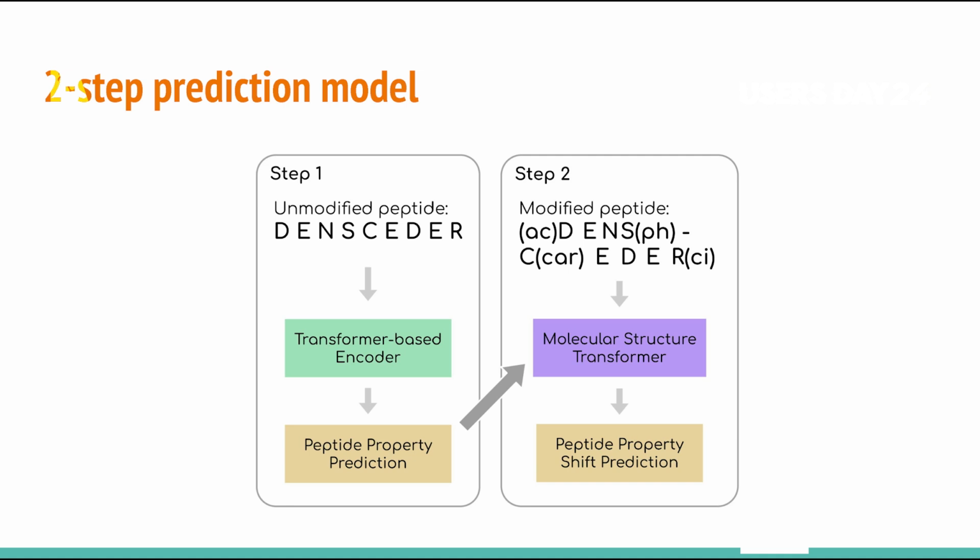Because we saw that this is rather difficult and a lot of information for a single transformer model to process and learn, we thought of doing a two-step approach where we first start with predictions for the unmodified peptide, because we know that they are very good and very accurate. And then this prediction is added as an additional input for the model I showed in the previous slide, that will then predict the shift, so the difference between the prediction of the first model and the actual peptide property.